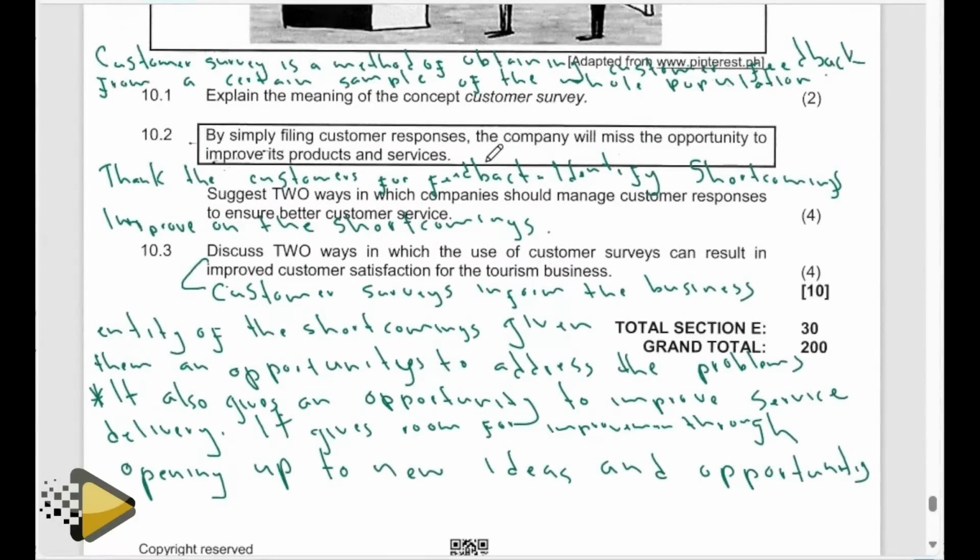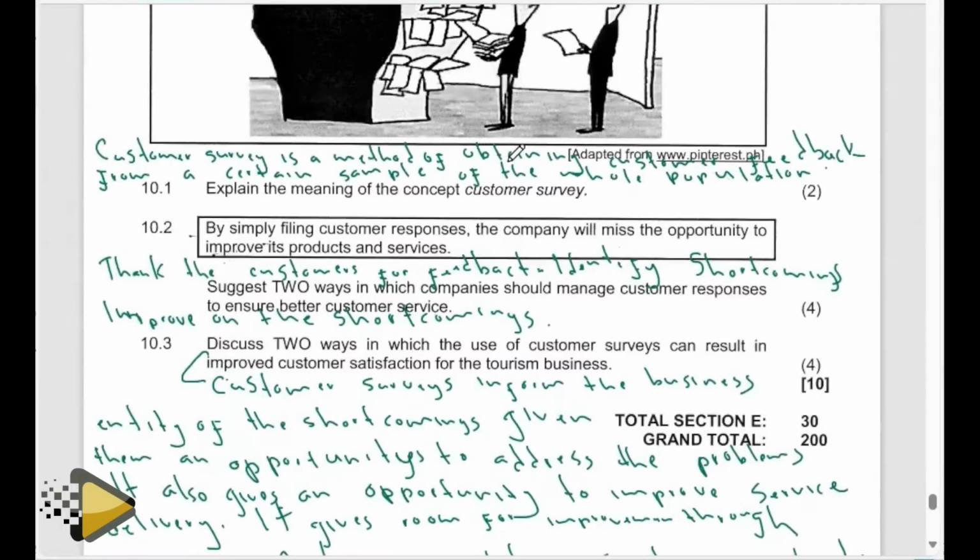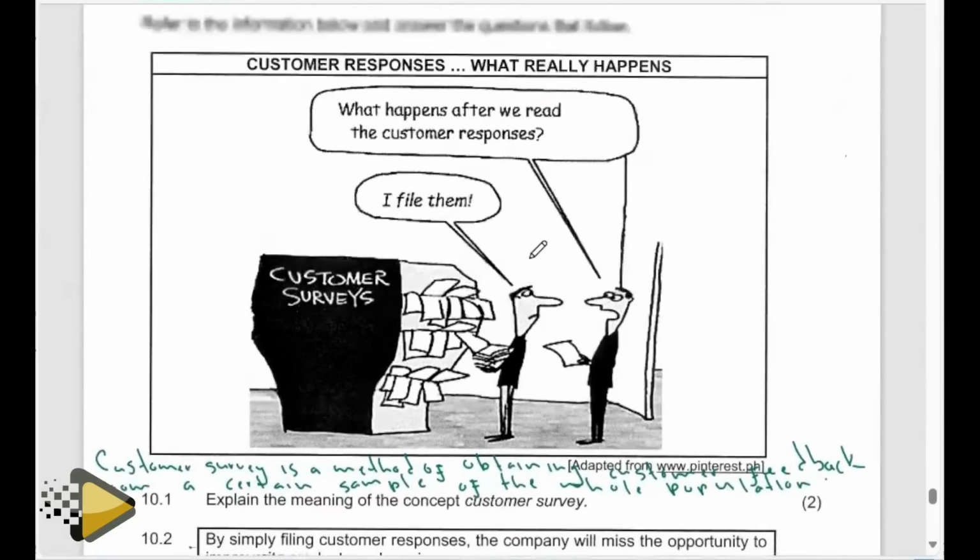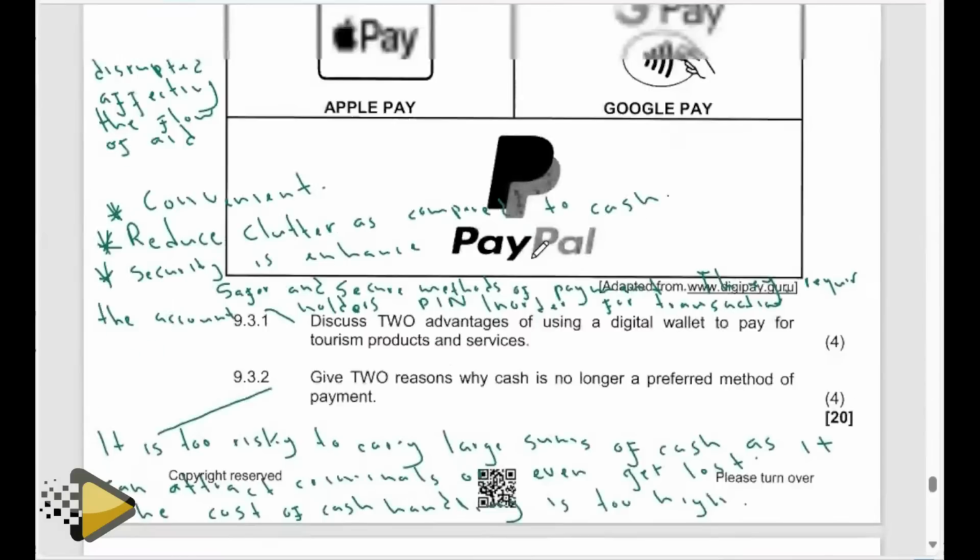So this brings us to the end of this particular discussion of the 2024 paper.